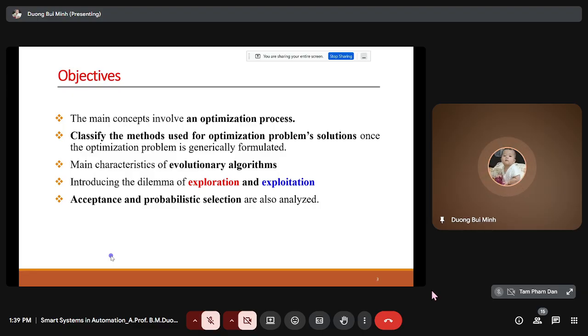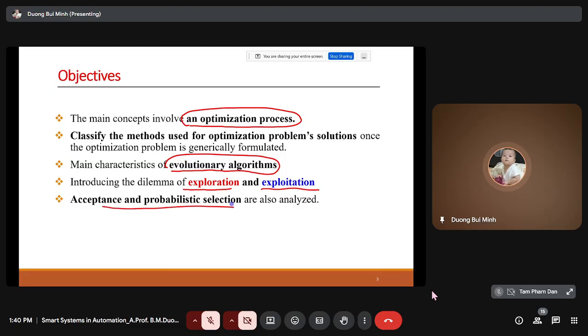So the main concept involves an optimization process. When you finish lecture one, you understand how to classify the methods used for optimization problem solution, the main characteristics of evolutionary algorithms, the difference between exploration and exploitation, and probabilistic selection. Here are the main objectives of lecture one.